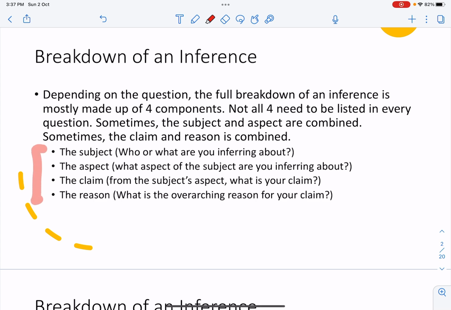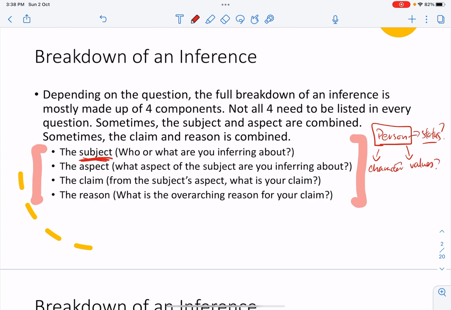But it's largely down to the subject. In some cases, they will give you the subject. This is basically who or what are you inferring about. For example, if I say the subject, please infer about this person. Next thing you need to find out is what exactly are you going to infer about. Are you going to infer about his character? Are you going to infer about his values? Are you going to infer about his status?